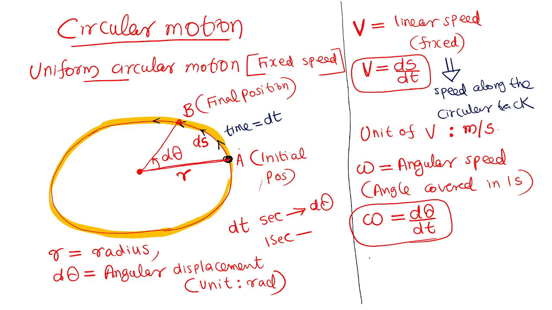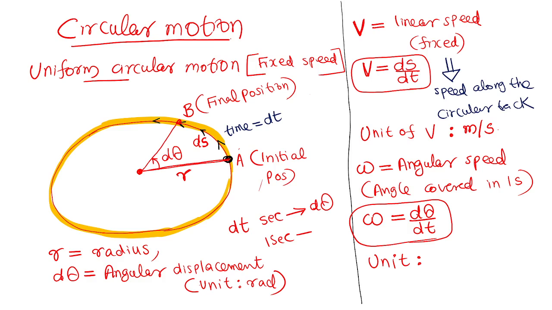Let me write the unit. After that, you can ask me doubt. The unit is, you know that d theta is the angular measurement, right? D theta is the angular measurement. I told you its unit is radian.